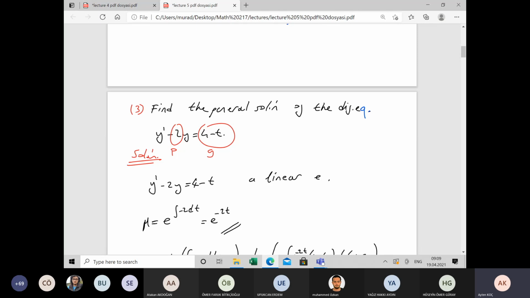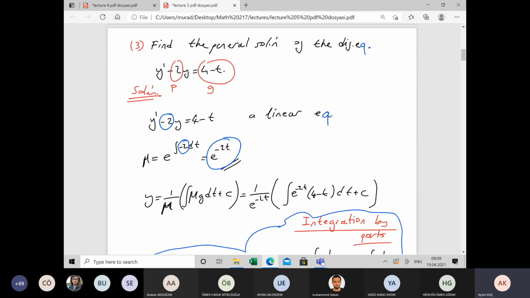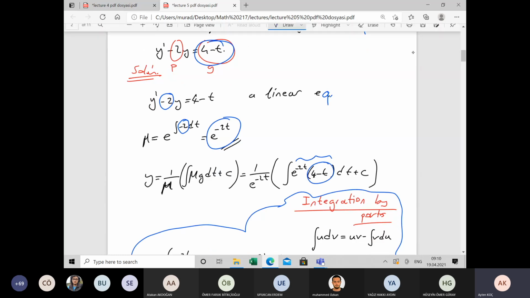This is a first order linear differential equation. Write it in standard form. What's the p of t? Minus 2. We substitute and obtain this integral, where y is this one and g of t is 4 minus t.